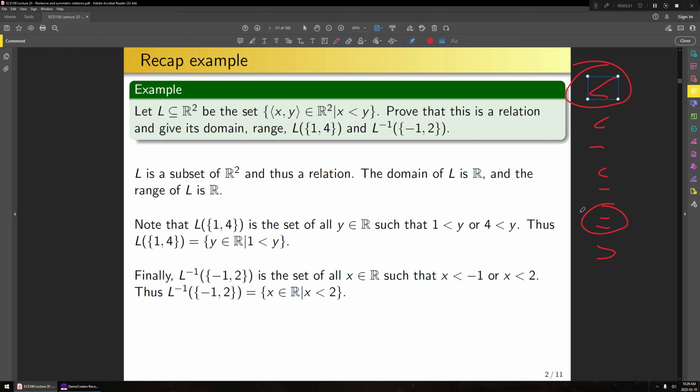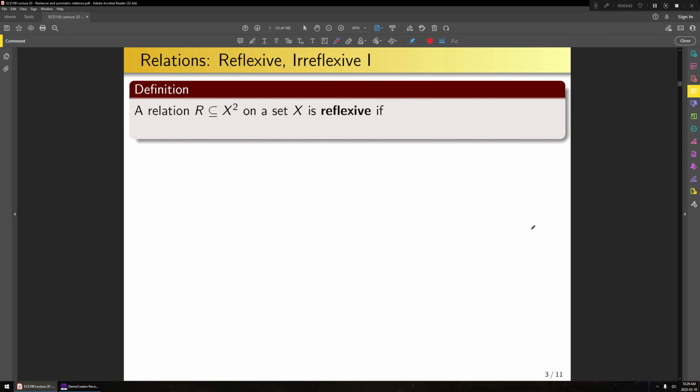From a CS perspective, relations appear in lots of various data type structures. Sometimes you can use them to compress data if you know certain structure of your data, that type of thing. So knowing various types of relations and how to identify which ones are which, all that good stuff can be quite useful from a practical perspective. Okay, so let's jump in.